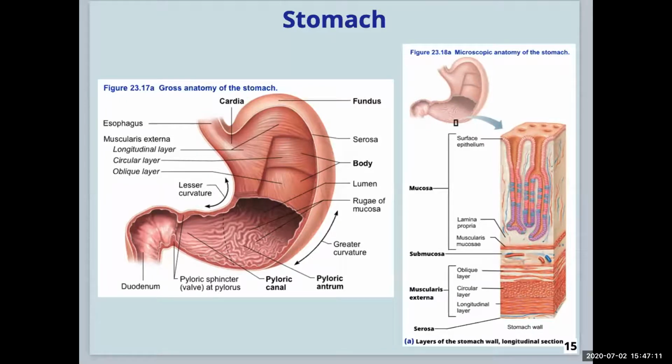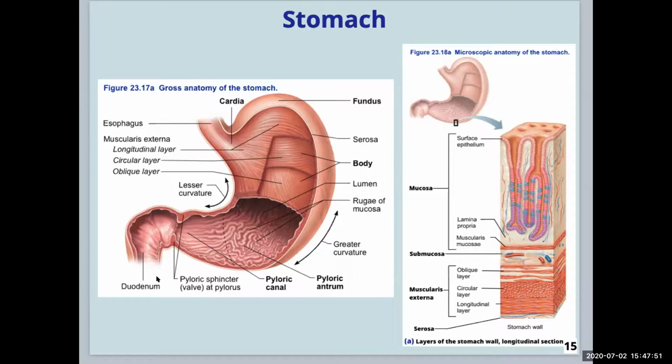Now, there are a few major regions to your stomach. There is the cardia. The fundus is this part that protrudes upward. This part is the body. And then we have the pylorus over here. And here we have the pyloric sphincter that regulates the rate at which the stomach contents are being emptied into the duodenum. Because your duodenum can only handle the digestive process at a certain rate.